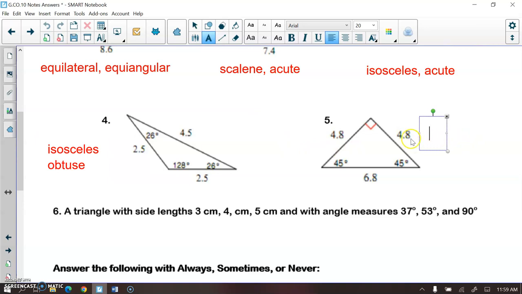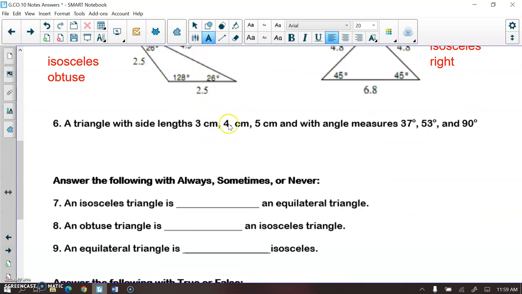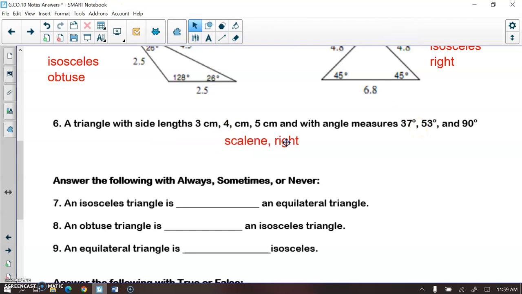And then number 5, I see 2 side lengths that are equal, so this is isosceles, classifying it by the side lengths. By the angle measures, I see a right angle, so this is a right triangle, classifying it by the angle measures. Number 6, all 3 side lengths are different, so this is a scalene triangle by the side lengths. By the angle measures, I see a 90 degree angle, so this is a right triangle by the angle measures.